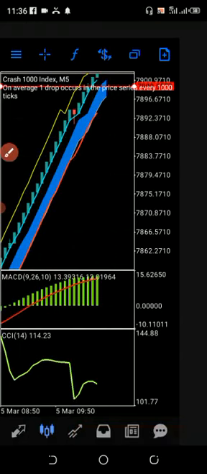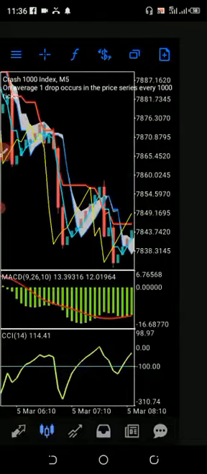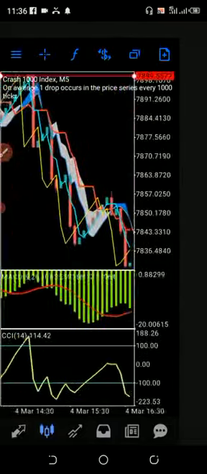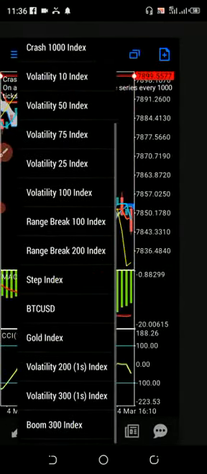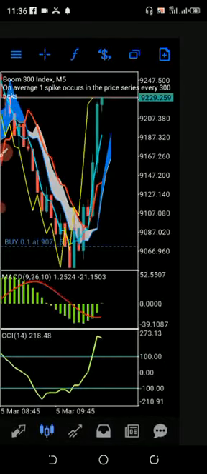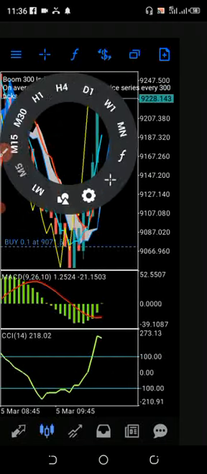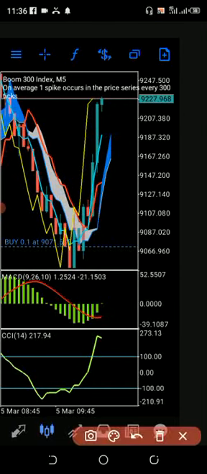But if it is on Crash 500 and more of Crash 300, with this strategy, if you want to be milking money every single day, please don't waste your time on Crash 500. Go to Crash 1000. Have you seen that thing I showed you? Go to Crash 300. Have you seen what happened here? Just imagine that you entered your trade. Do you know how much I have by now?